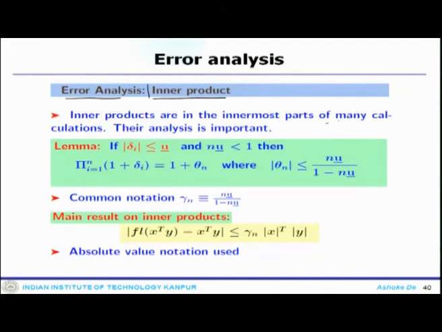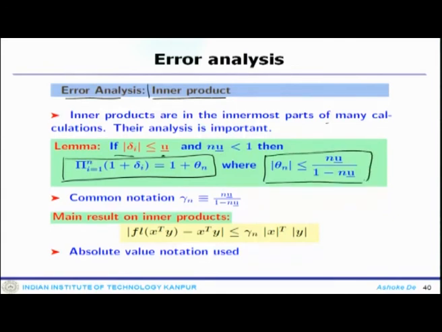What is the lemma associated with that? If mod of delta i is less than u bar, n u bar less than 1, then product of 1 plus delta i equals 1 plus theta n, where theta n must be less than or equal to n multiplied with this u bar divided by 1 minus n u bar. This u bar is the small number associated with machine precision.